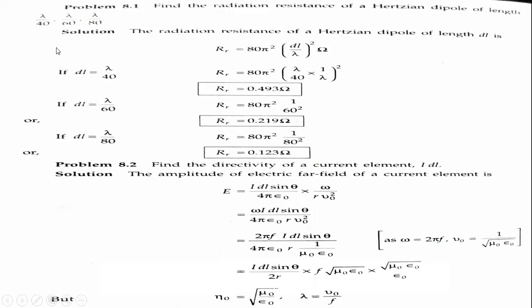So here what is given is the length, that is the wavelength: lambda by 4, lambda by 60 and lambda by 80, and we need to find the radiation resistance, which is denoted by R. So how can we start here? We start by writing the radiation resistance, denoted by R_r, of a Hertzian dipole of length dl, that is the differential length.